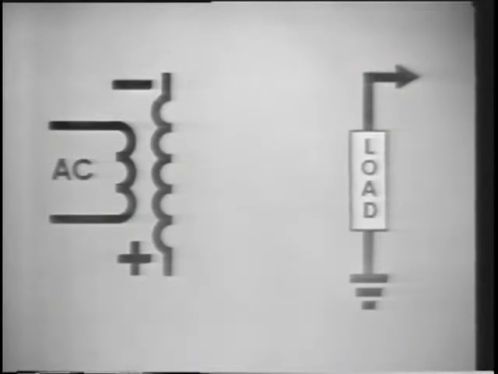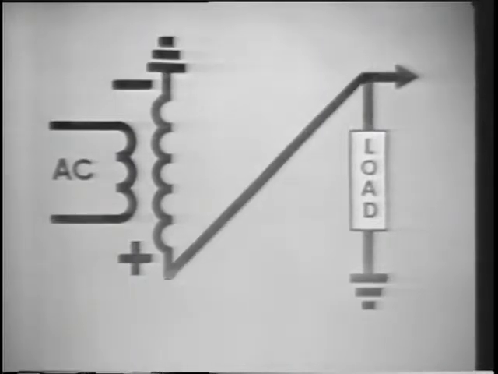Now, the bridge rectifier electronically switches the transformer connections like this. The load is connected to the bottom or positive end of the secondary, and the ground is connected to the top or negative end of the secondary. Now notice that the load is always connected to the positive end, and ground is always connected to the negative end of the secondary. This is true if we want a positive output voltage.